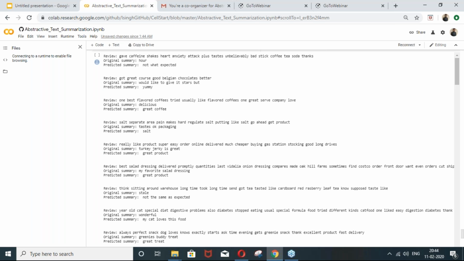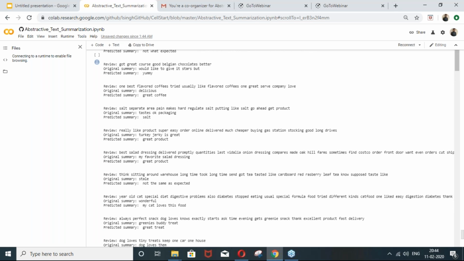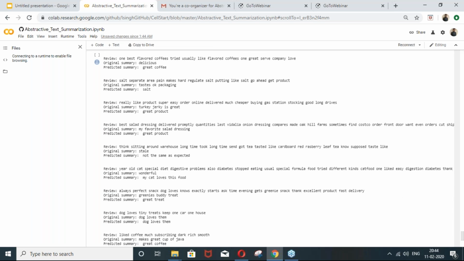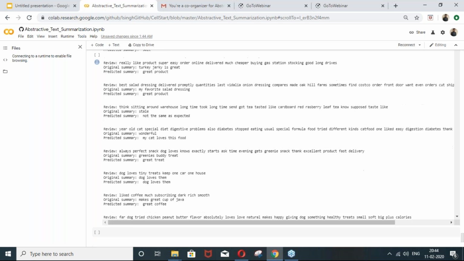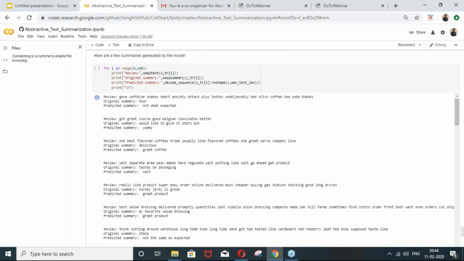Wonderful. Okay, so for 'my cat loved this food', the user might have bought something for the cat. You can see 'green treat, dogs love them'. Sometimes it's printing the same thing. 'Makes great cup of java' gives something like 'great coffee'. So you can see it is producing a resembling output. 'Yummy' means it's good. One line, one word. So it's getting done at this point, and I guess I'm done with it.